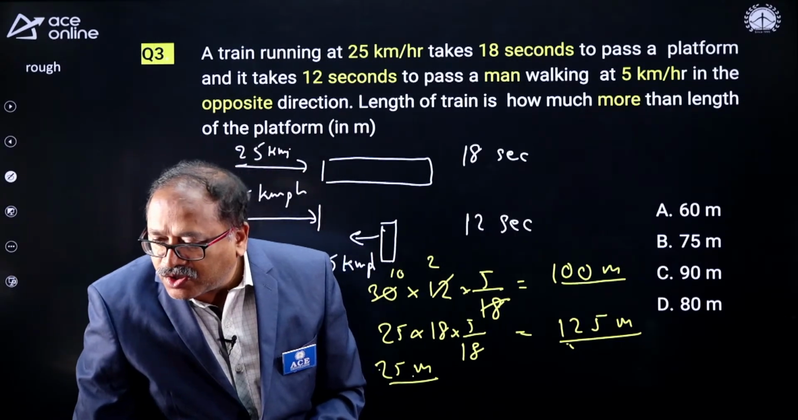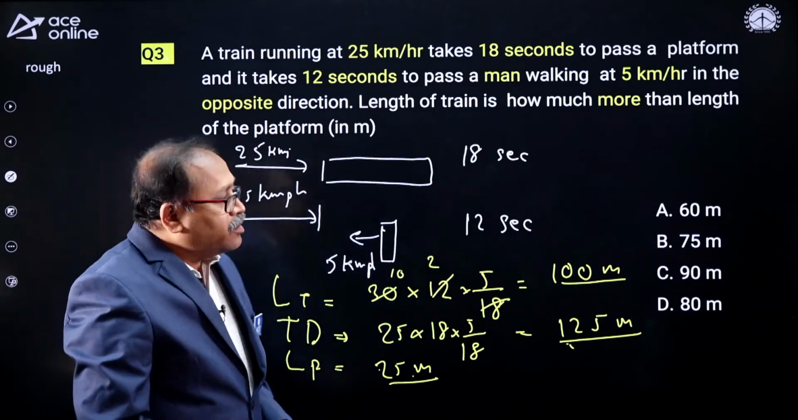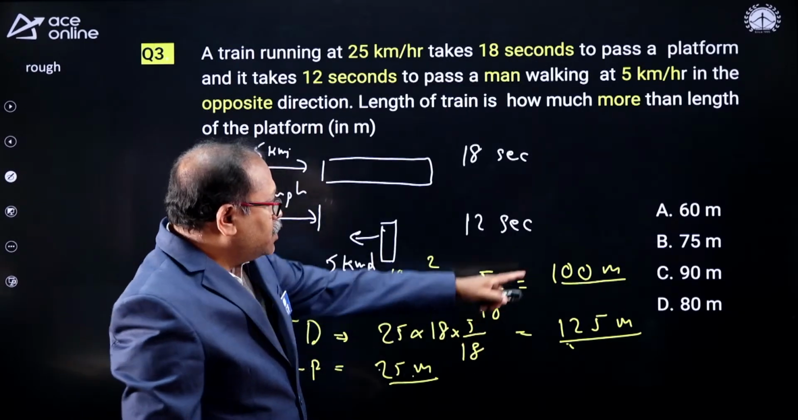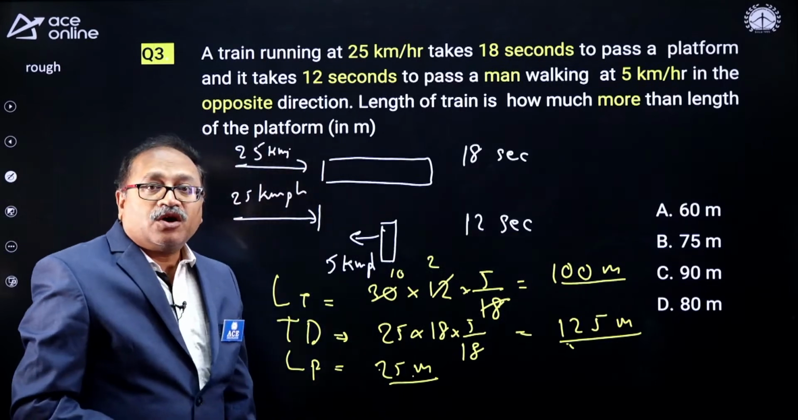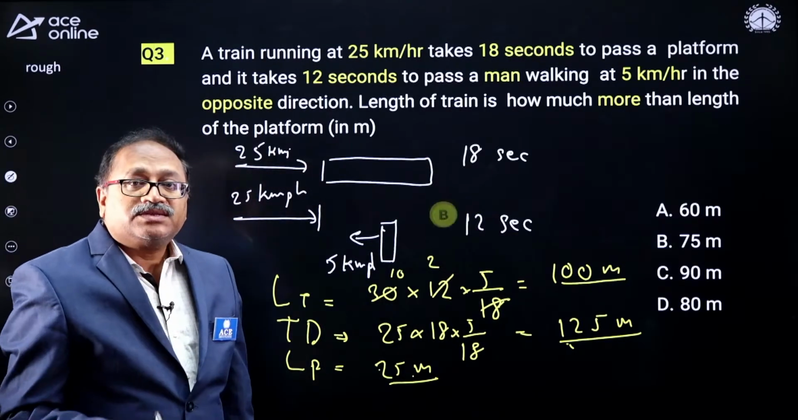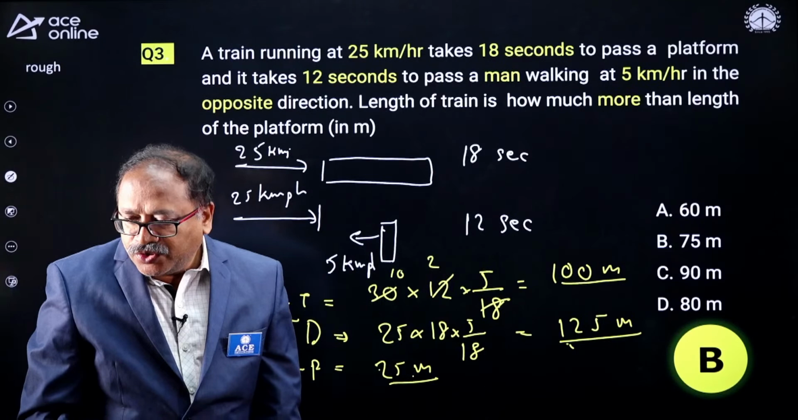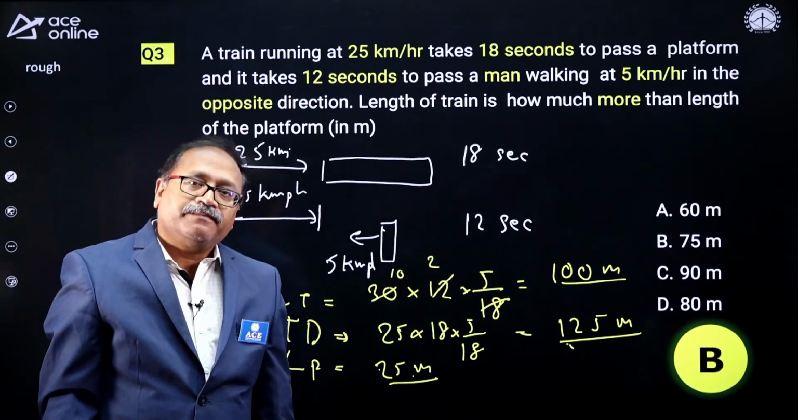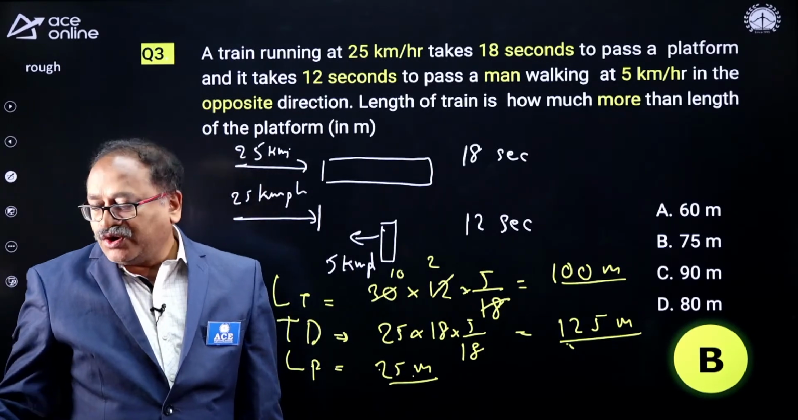Anyone? Okay. Right, Anusha, right? So 75 meters. Any option is there? Yes, option B. Check the answer. Yes, that's right. So it's option B. Shall I move on to the next question?